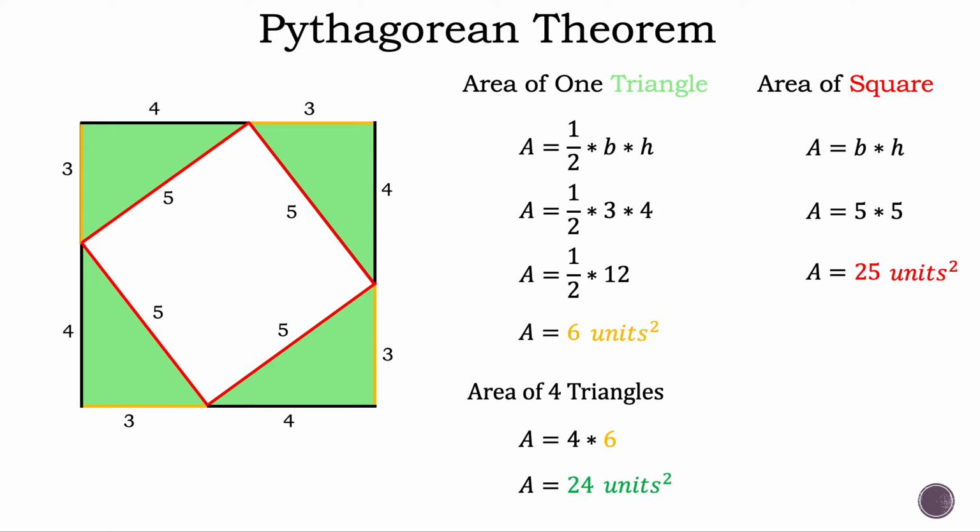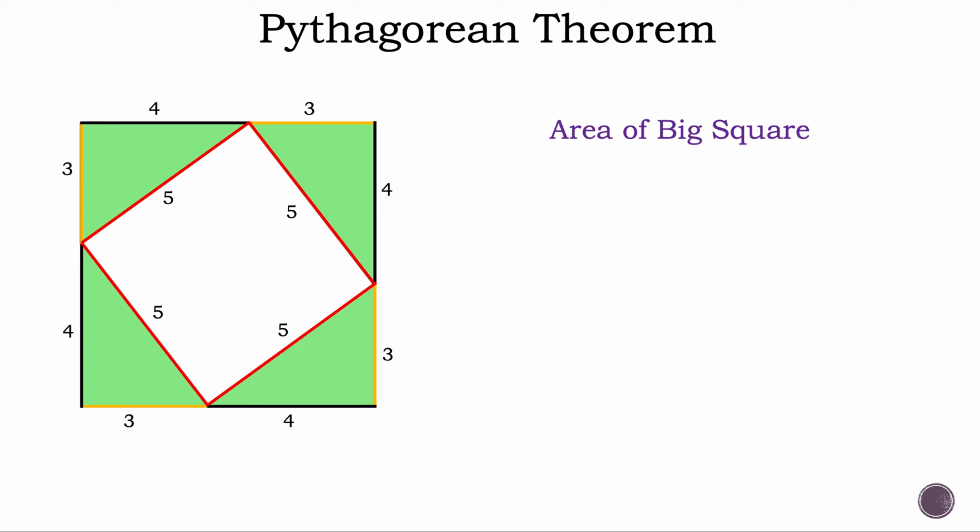Now we need to find the total area of the bigger square. In order to do that, we're going to add all the parts, the 4 triangles and the 1 square. Now we have 24 plus 25, and the result of that is 49 units squared, and that is the area of the bigger square. Now we're going to find the area of the big square using the outside numbers.